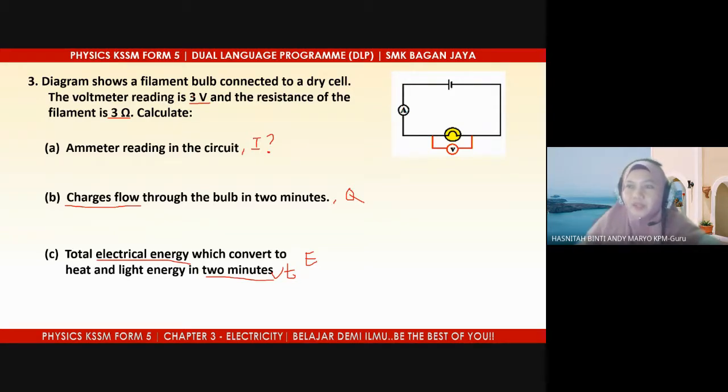The charge is 120 coulomb. Okay, energy 360 joule for C. Okay, the rest of you, what do you get?